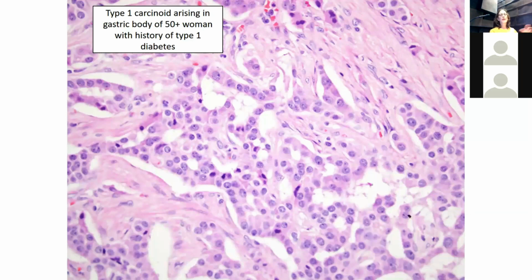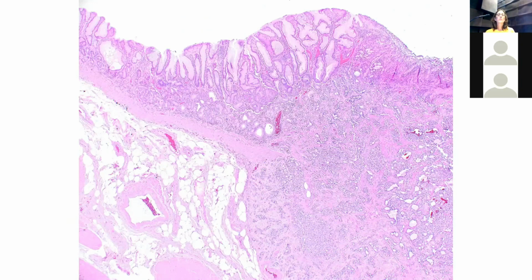This is a different case, but showing similar findings, and you can see this neoplasm. It's a little bit scary because it's making tubules and even has a few nucleoli, but this is a well-differentiated neuroendocrine tumor. This is higher magnification of the junction between the neoplastic and non-neoplastic component. And you can see, even though it's gastric body, there are no parietal cells.